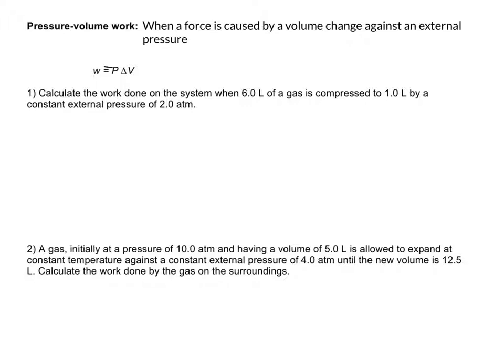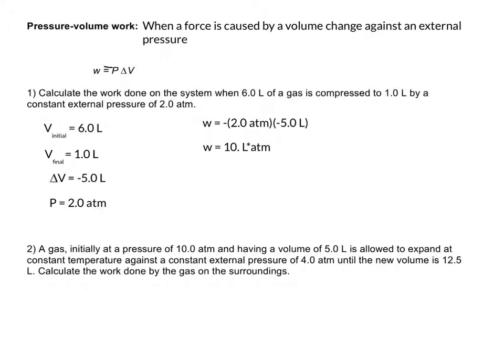All right, so here our initial volume is 6, and our final volume is 1. So our delta V is going to be negative 5.0 liters, and our pressure is going to be 2 atmospheres. So when we plug that into our equation, we get that W is equal to negative 2 times negative 5, which is going to be 10 liter atmospheres.